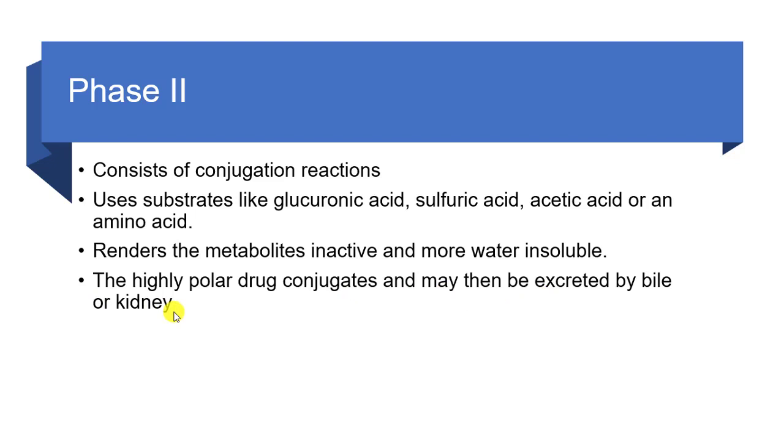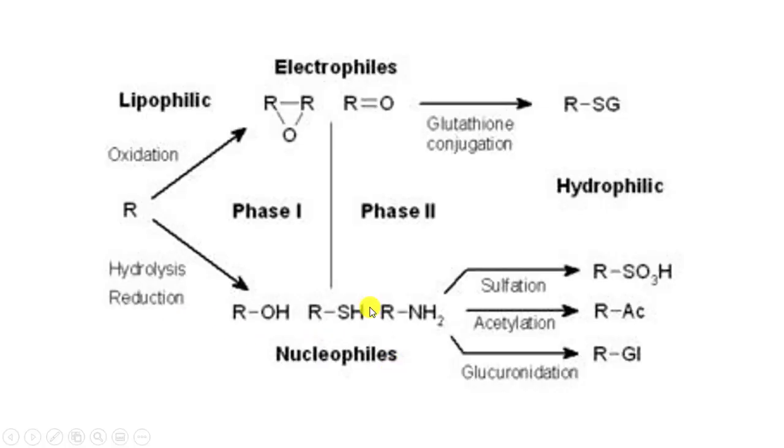So again, what is happening is that even after phase 1 reaction, some drugs or some metabolites are not sufficiently polar, therefore they cannot be excreted by the kidneys, and in this phase, these metabolites are further converted into more polar substances, and their metabolites are rendered inactive, and in that way they can be excreted by the kidneys. So I hope you understand this concept.